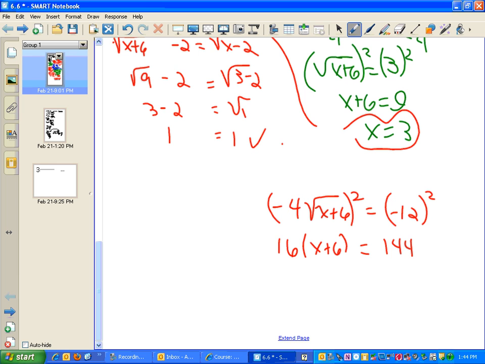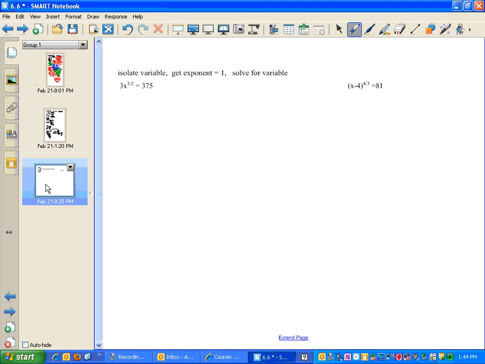Sometimes I can't divide this coefficient into this term. And if that's the case, I don't want to deal with fractions. So let's leave it on the side and make sure that we remember to square it. No, I would just divide by 16. So x plus 6 is equal to 9, and x will still equal 3. Okay? Okay, here, isolate the variable, get the exponent equal to 1, and solve for the variable.